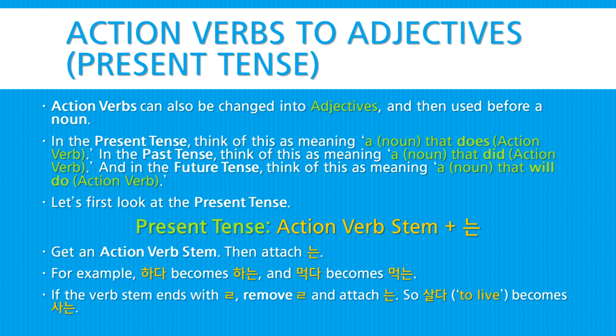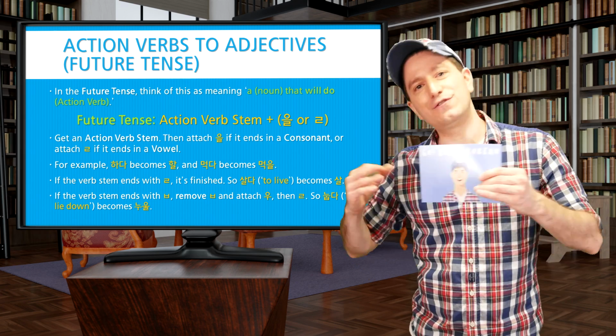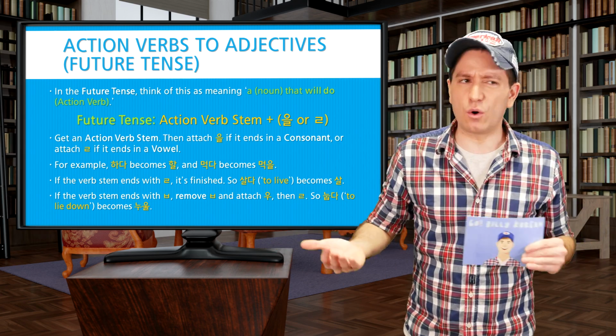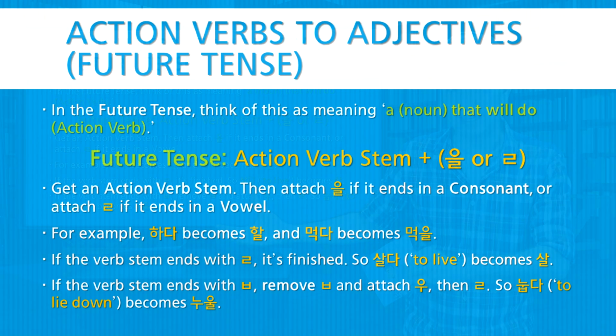Now that was the present tense, but action verbs can also be conjugated as adjectives in the future tense, meaning a person or thing that will do something. To do that, get an action verb stem, then attach 을 if it ends in a consonant, or attach ㄹ if it ends in a vowel. For example, 하다 becomes 할, and 먹다 becomes 먹을.